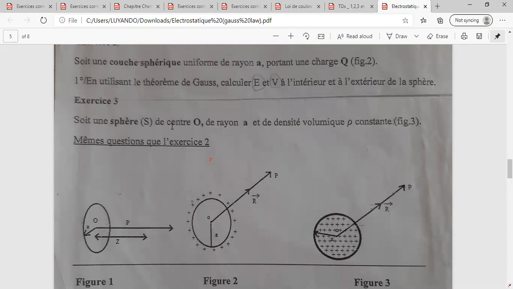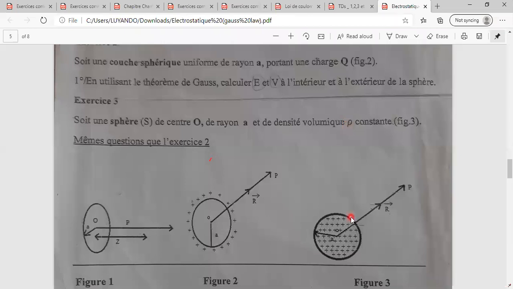A sphere S, center O, radius A, and the volume density rho constant. Here they've given us the volume density and the center. In the previous one, they gave us the charge and the radius. So you're supposed to note down these things, follow the question closely, see what they've given you and move from there. As you can see, they haven't given us the value of rho, just that rho is a constant.